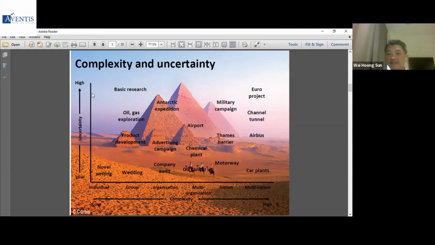So you could see how we categorize projects along the horizontal and the vertical axis. Obviously the Euro project is highly complex and highly uncertain because it involves 28 countries, and of course this had not been done before when it first started in 1998. So highly uncertain.